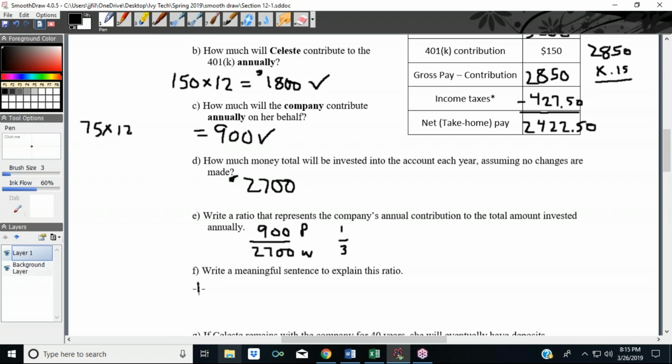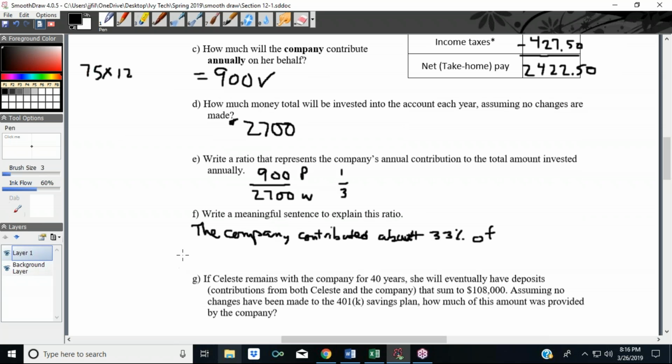That's a lot to write. So I'll write it here. The company contributed about, my gosh, what terrible handwriting, right? About 33% of the total contribution to Celeste's 401k.